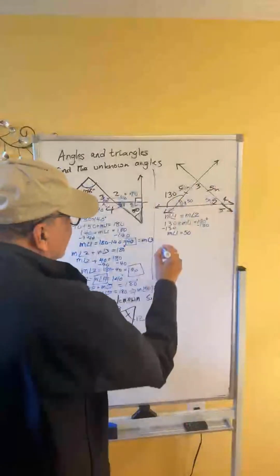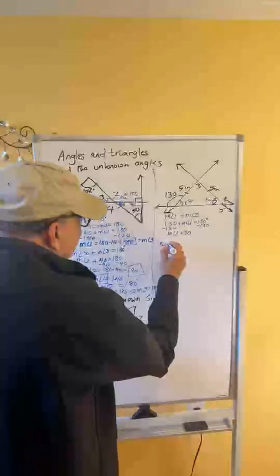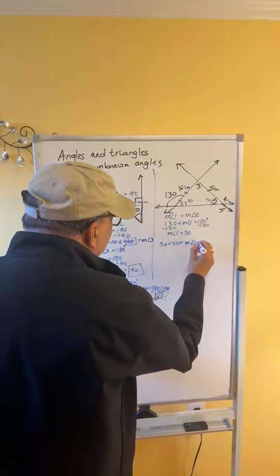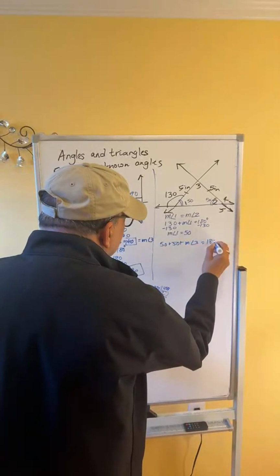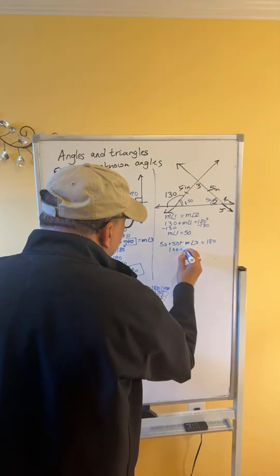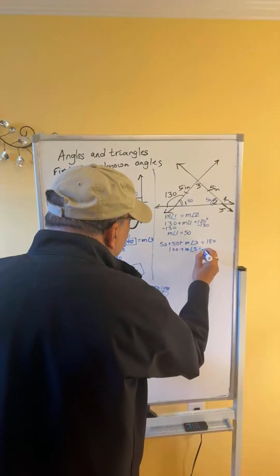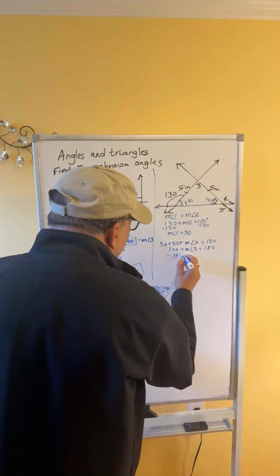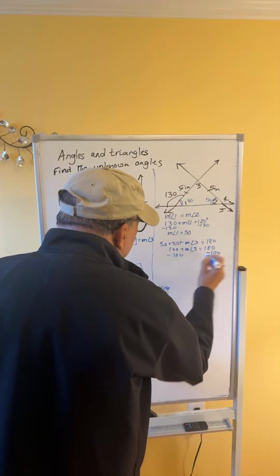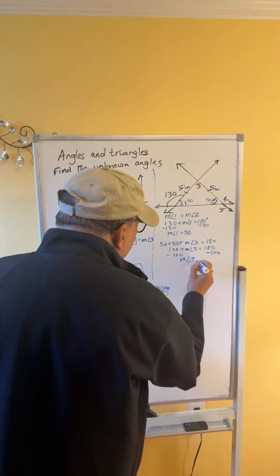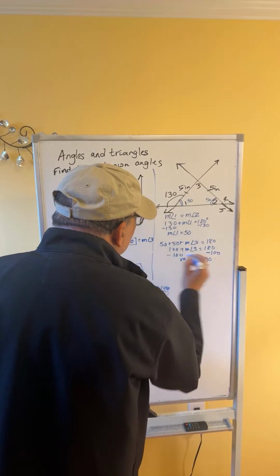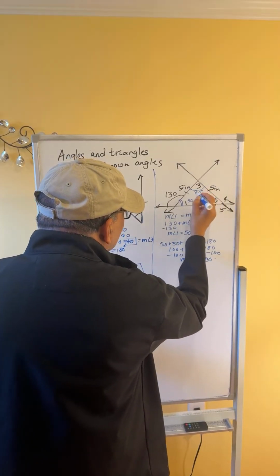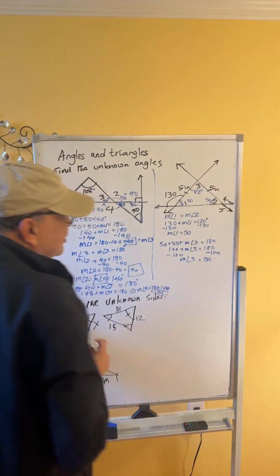Now inside the triangle, 50 degrees plus 50 degrees plus measure of angle 3 is equal to 180 degrees, or 100 plus measure of angle 3 is equal to 180 degrees. Therefore, subtract 100 on both sides, you get measure of angle 3 is 180 minus 100, which is 80. So this is 80. Notice 80 plus 50 plus 50 is 180 degrees.